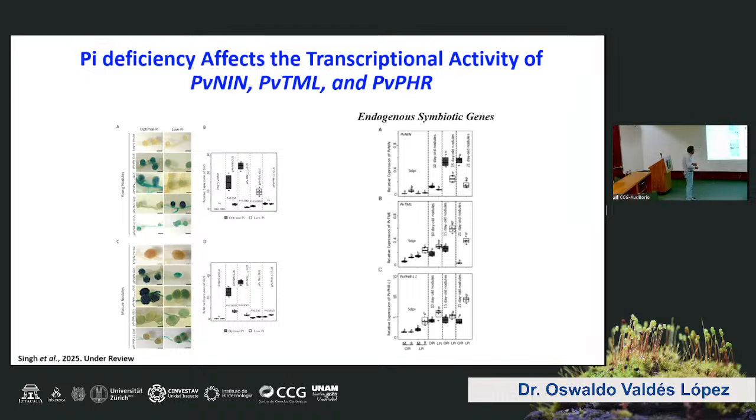But not only NIN, TML also has a positive response to phosphate deficiency, similarly for PHR. So here we can conclude that low phosphate is affecting the expression of NIN, but promoting the expression of negative regulators like TML. And we don't know what the effect of increasing the expression of PHR is.